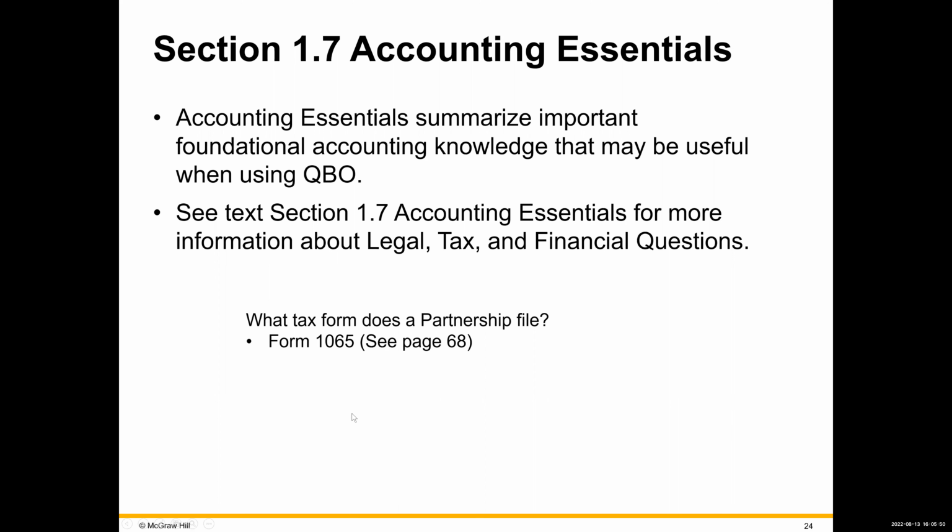Okay. And so it's interesting. One of the things that you're going to learn in that Accounting Essentials is, well, if I'm trying to account for a partnership, what kind of tax form does a partnership file? Well, it's form 1065. And you can find that on page 68. I think it's maybe a practice test question. I've seen that before, and I think that's why I put it here, to keep it in mind, right? So that's what this Accounting Essentials does.